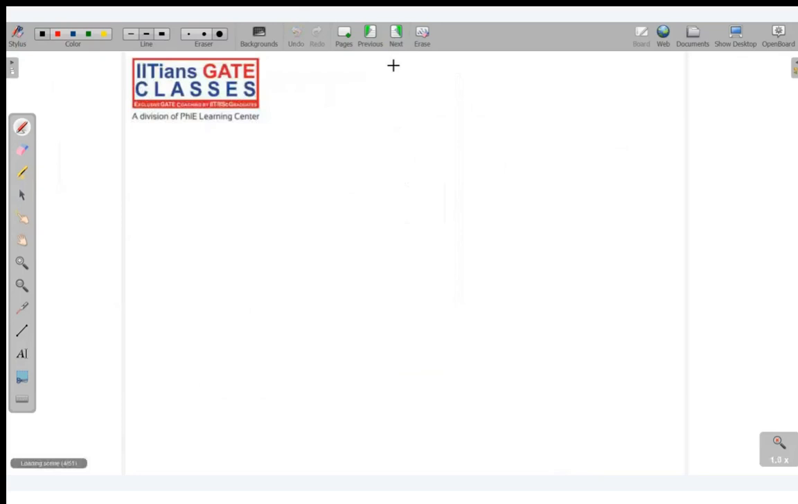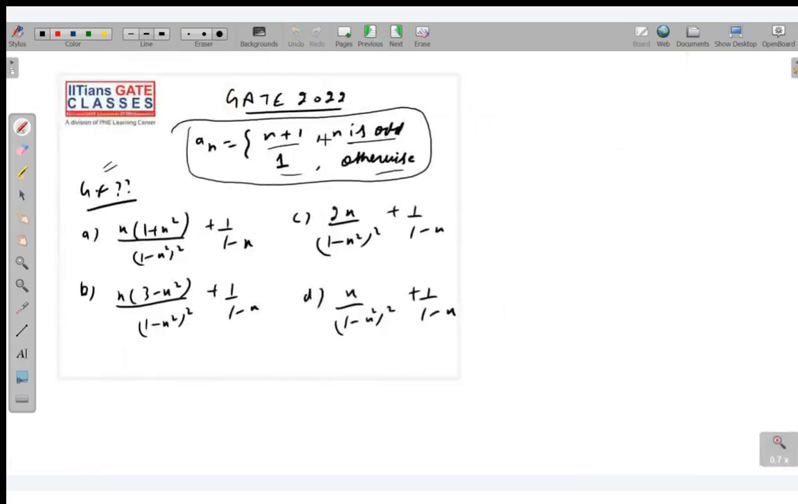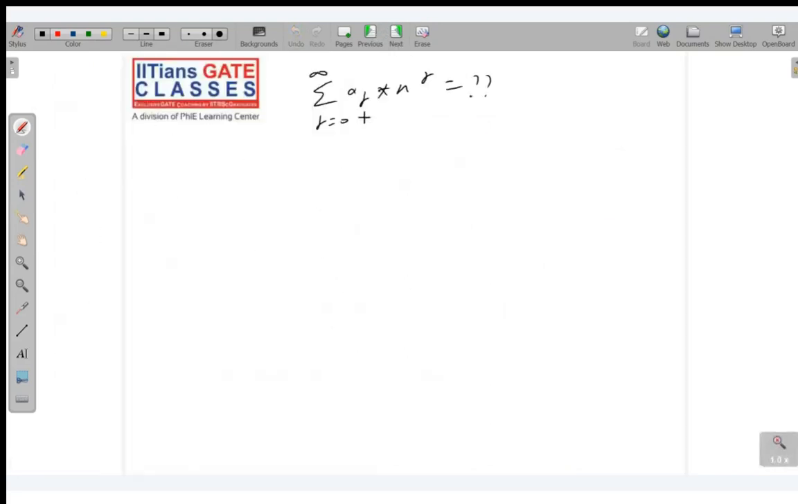See this, this is not a direct question. So how will we approach it? Let me tell you first: what is the generating function? Generating function is the sum from r equal to 0 to infinity of the numeric function times x power r, and we want to find the value of this. Now the numeric function is given to us as a broken function: n plus 1 when n is odd, 1 otherwise. So let me write the sequence first.